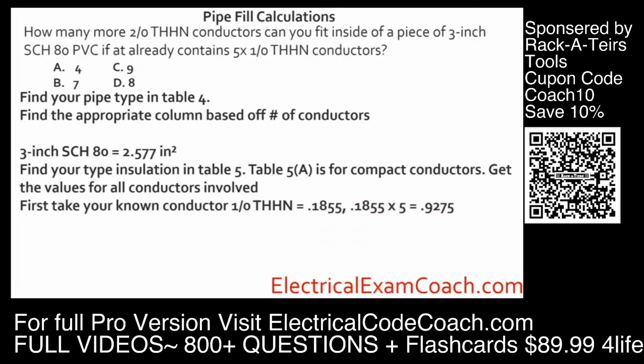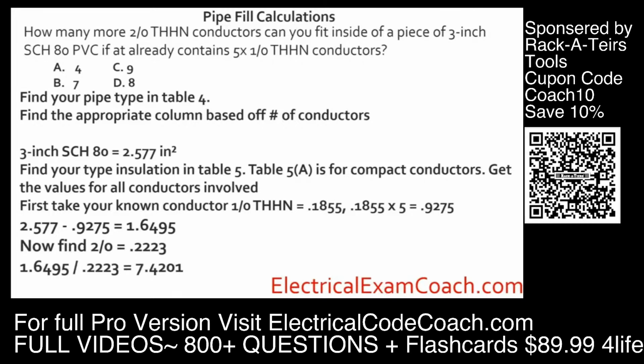First, we're going to take our known conductor, 1-aught, and multiply it by 5, and that's what we're already filling of this pipe. Then we're going to take our total fill, minus what we already have, and that gives us our remaining left to fill. Then we take our 2-aught conductor and divide our remaining left to fill by the conductor that we're wanting to install, and we're going to find that we can fit 7.4. Again, we're going to round down because it's less than 0.8, and we're going to select B.